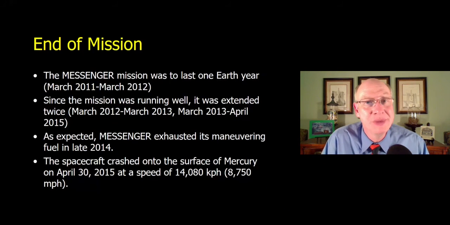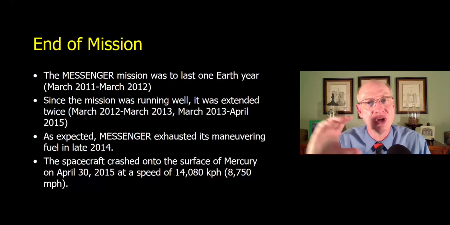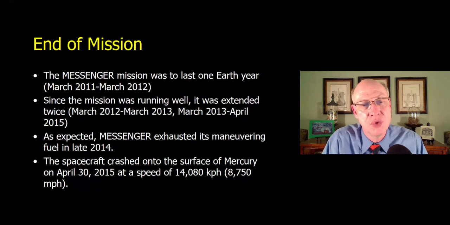However, ultimately, the mission was going to come to an end because the spacecraft had to use its maneuvering fuel to turn itself, to point its antenna back towards Earth, to send its data to Earth. And every time it did that, it used a little bit of its maneuvering fuel. And in late 2014, Messenger had used up all of its maneuvering fuel, and the spacecraft ultimately crashed to the surface on April 30th, 2015 at a speed of 8,750 miles an hour, about 14,000 kilometers per hour. So that was the end of the Messenger mission.